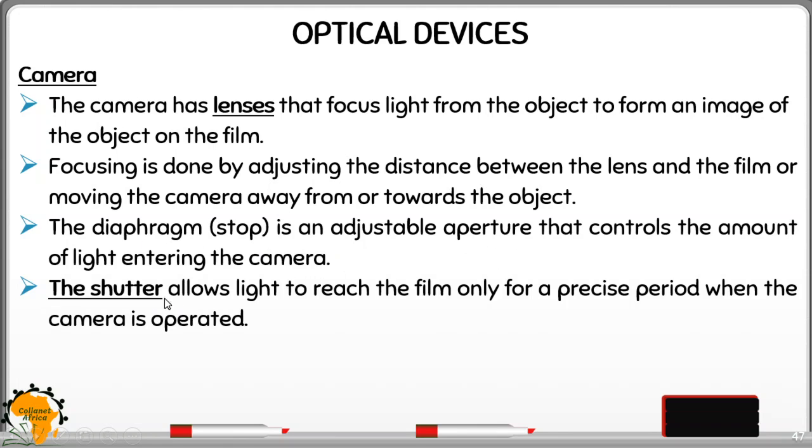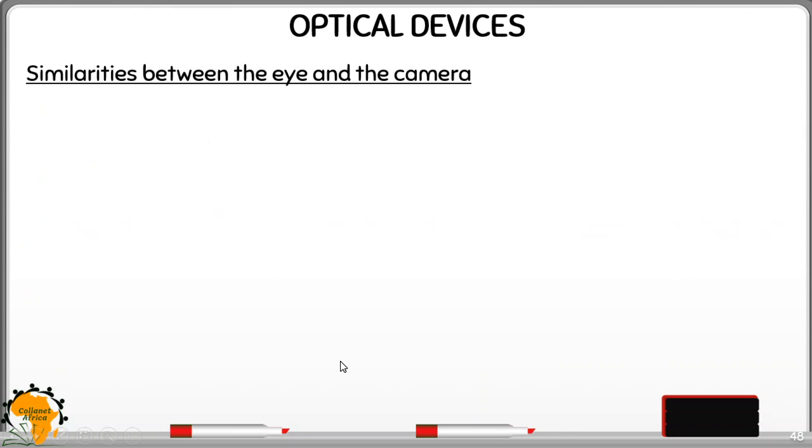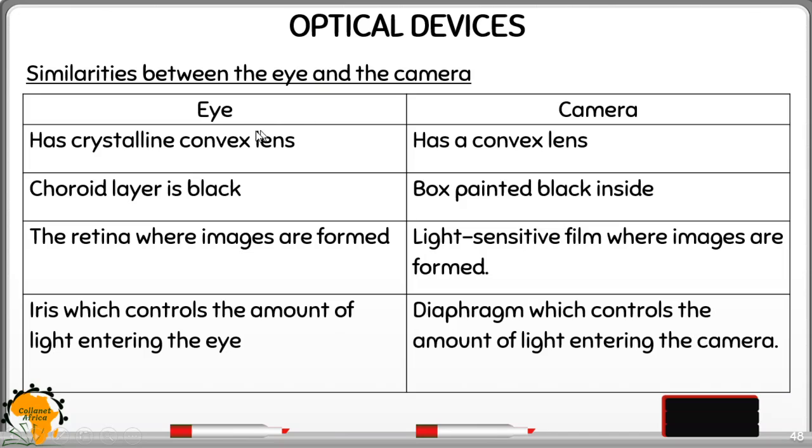We have the shutter, and this allows light to reach the film only for a precious period when you are taking a photo. Inside the camera is blackened, and this ensures that any stray light is absorbed. From there we can look at the similarities between the eye and the camera.